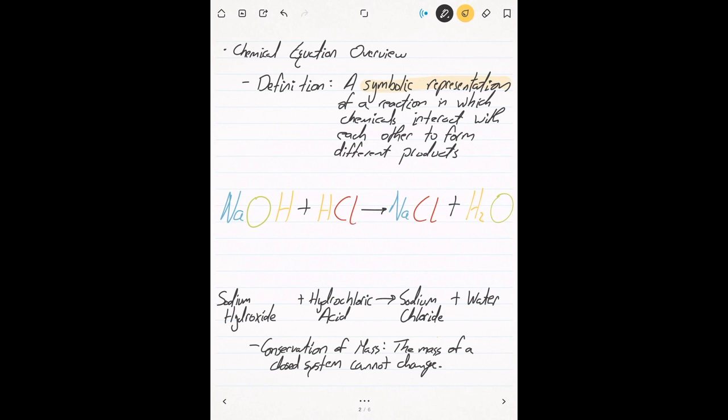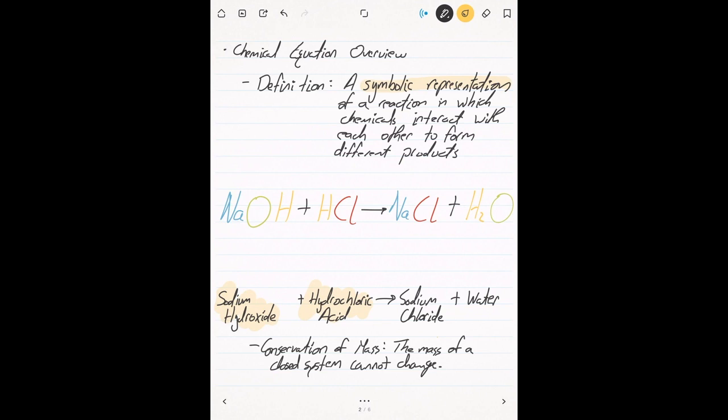So let's see what that means, a symbolic representation. Well, symbolic representation in mathematics is an equation. It's where we use symbols, whether that's variables, numbers, etc., to define an equation. In our sense, when it comes to chemicals, we use chemical symbols to define the equation. So this right here is an example of a chemical reaction where we have sodium hydroxide combining with hydrochloric acid, okay?